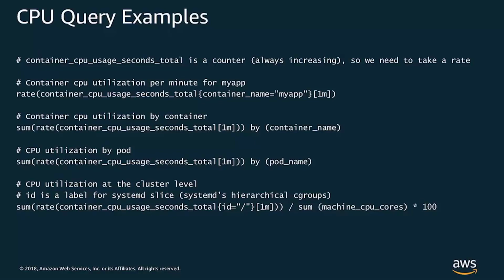But this one specifically, container_cpu_usage_seconds_total, is a counter. That means we need to take a rate of the counter so that we can get something that actually looks useful. So here's an example of taking the rate of the counter and looking at the 1 minute rate of the usage. That would be a good way of looking at CPU utilization for, in this case, a specific container. And then we can aggregate by container type or by pod, or even view it at the cluster level.